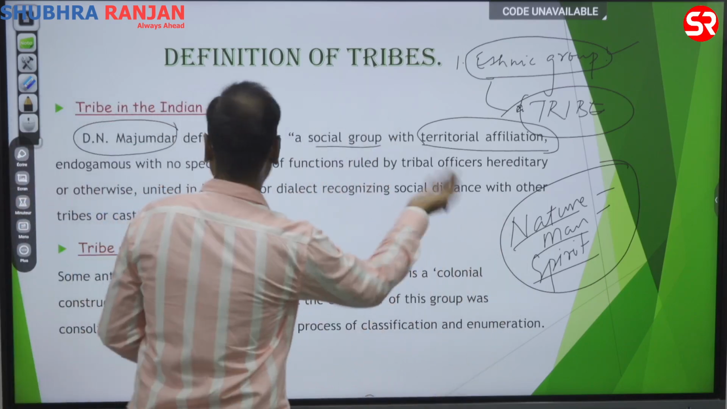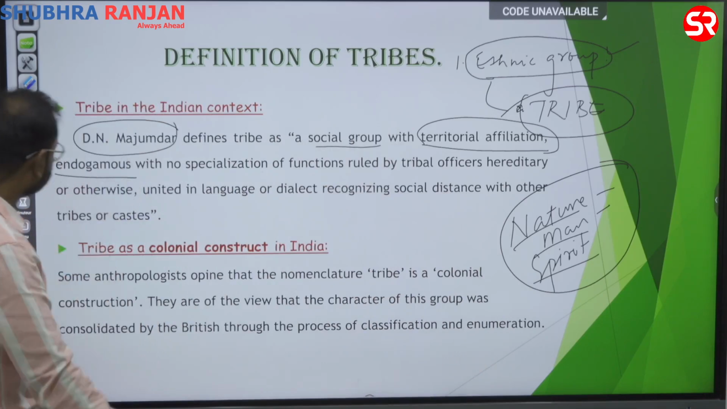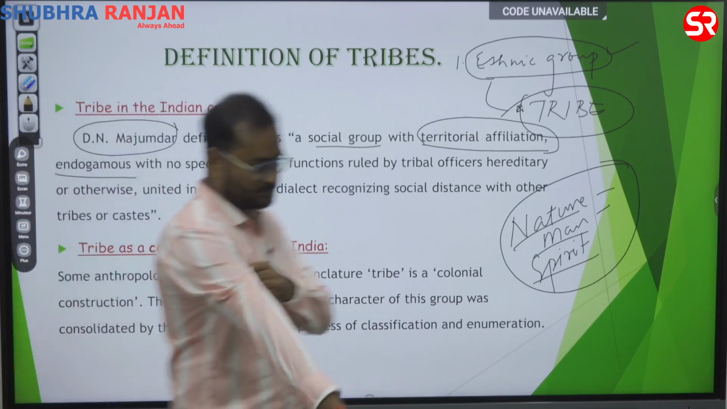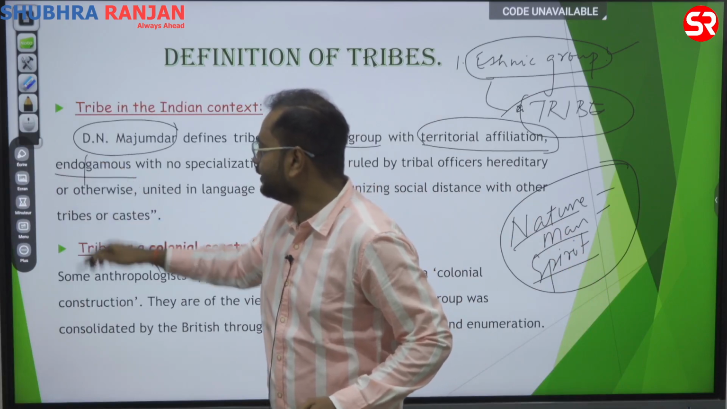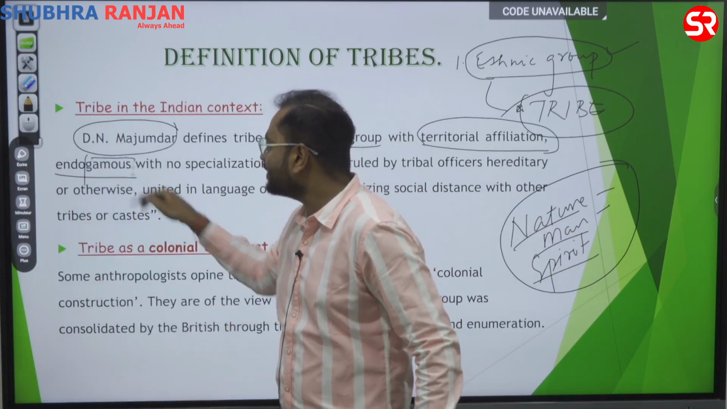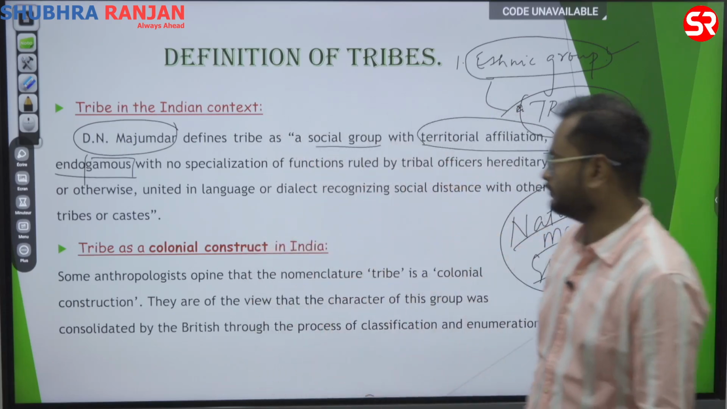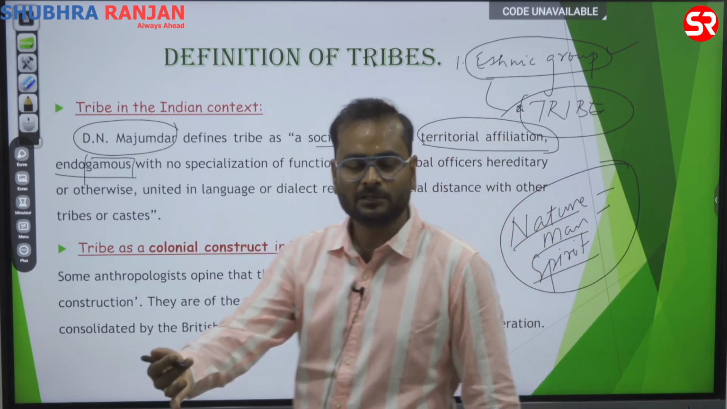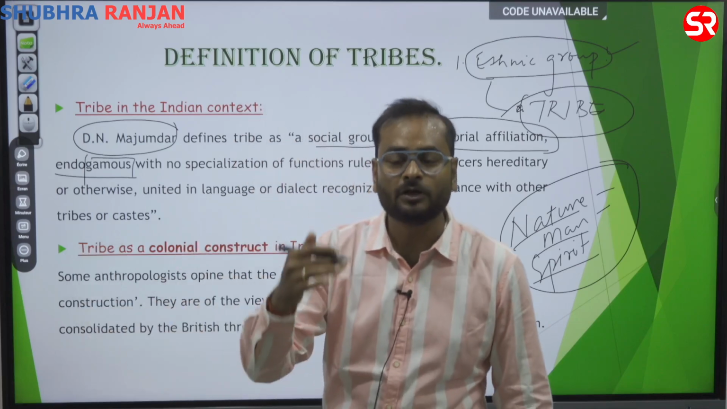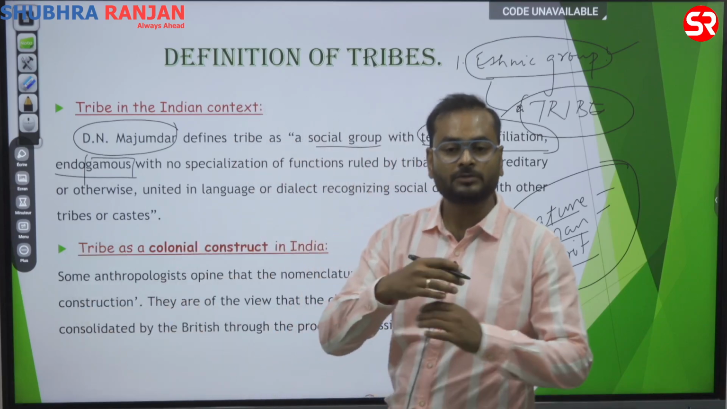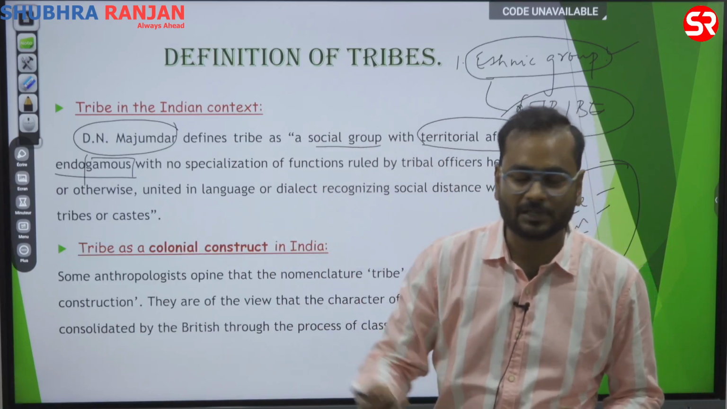Then let us come to the next term. It is endogamous. What is understood by the term endogamous? Let us again break it down. Endo means within, and gamous means marriage. Marriage within the community, within the social group. That means the tribals get married to only tribals, not to the people who are external to the tribal community.